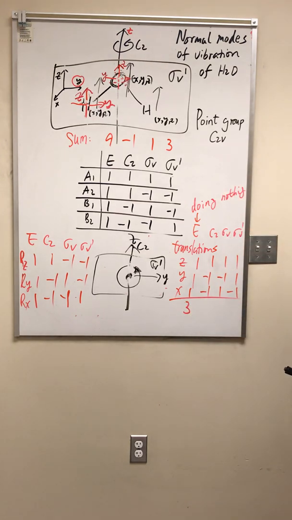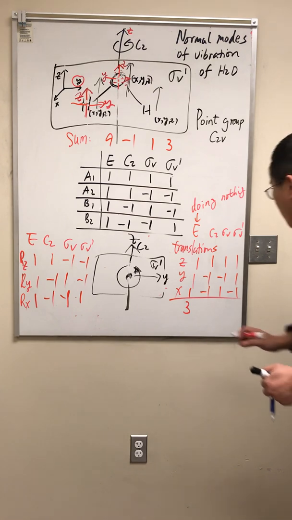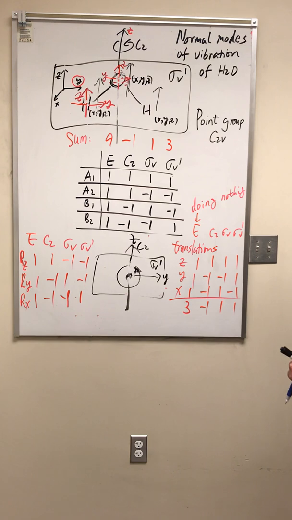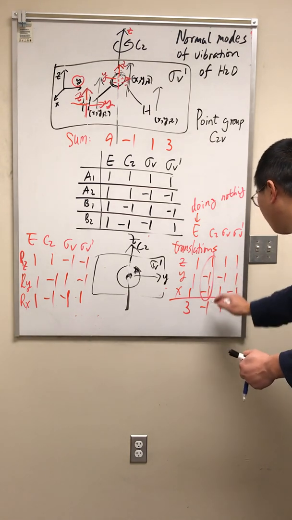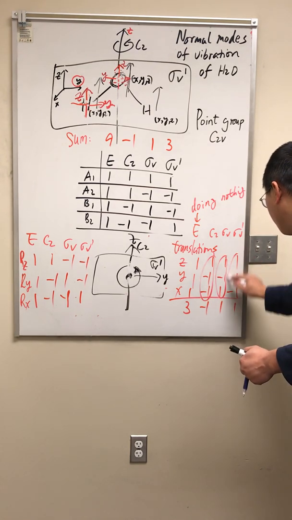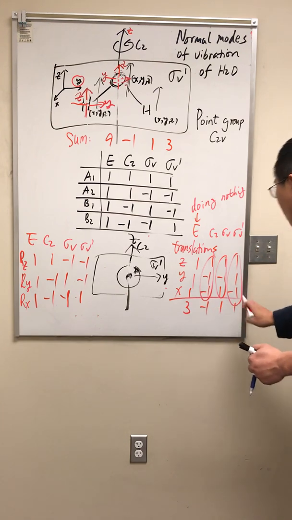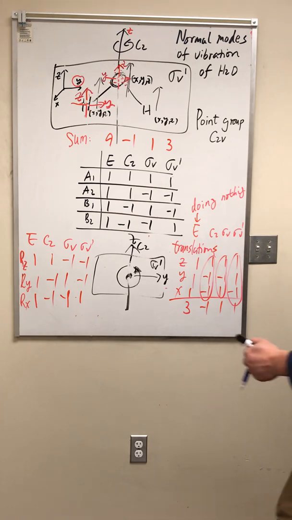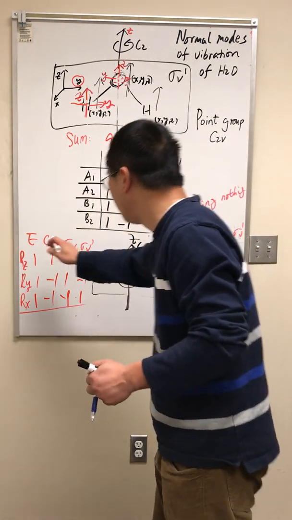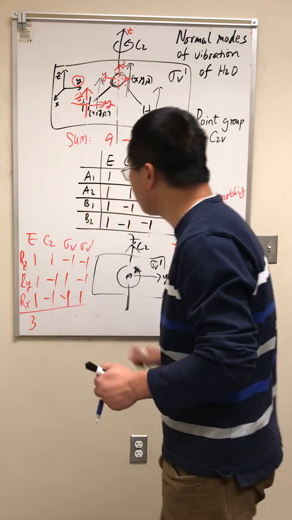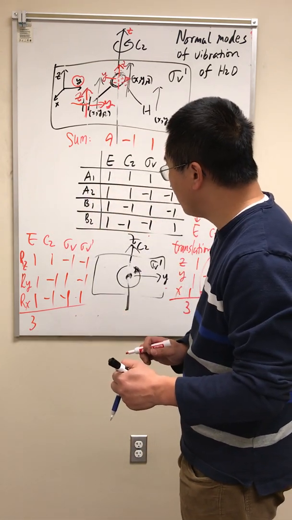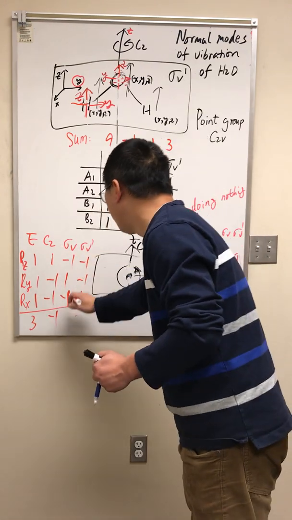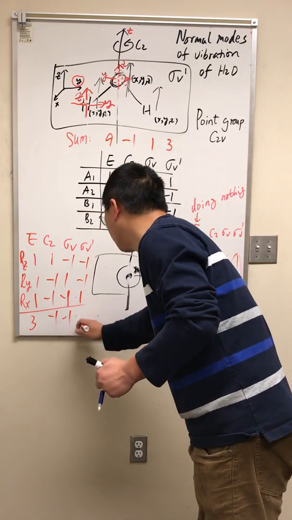The sum of the characters of the 3 translations: 3, -1, 1, 1. Well, again, you sum it up, it's -1. You sum it up, you get 1. You sum this up, you get 1. 3, -1, 1, 1. Those are the characters of the 3 translations in the 3 directions. Similarly, we sum it up over here. Okay, 3, that's the sum of the characters of the 3 rotations. And over here, there's a -1, -1, -1, -1, -1, and -1.